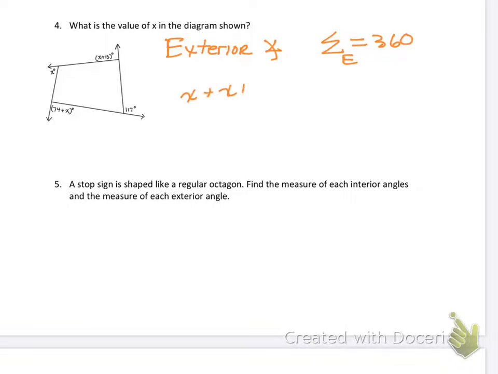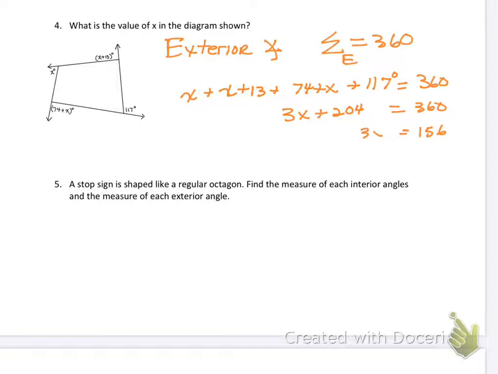So x plus 13 plus 74 plus x plus 117 has to equal 360. Add my x's up, there's 3 of them. Add my other angle measurements up, there's 204 degrees on the table so far. Subtracting away the 204 from both sides gives me 156 equals 3x, divide by 3, and I'm finding that x equals 52.